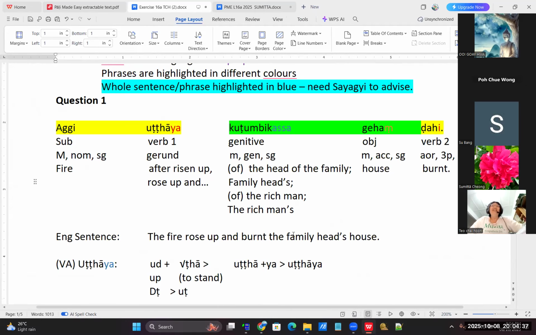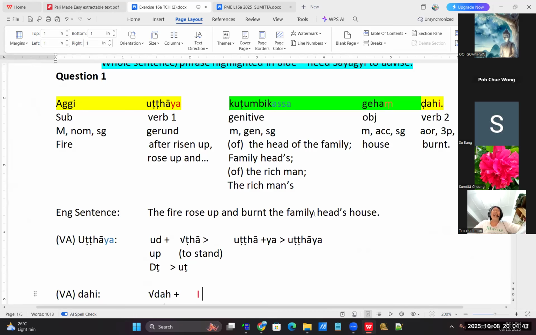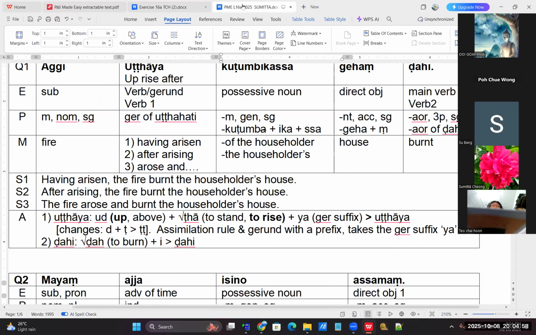Okay. So if you translate like this, it's not correct already: family head's house. Okay, so rich man's house. Rich man's house. Yeah, genitive, verb 1, verb 2. Yeah, it's okay: verb 1, verb gerund. Even if you put gerund in English, it's also no problem, because gerund is also an English word.